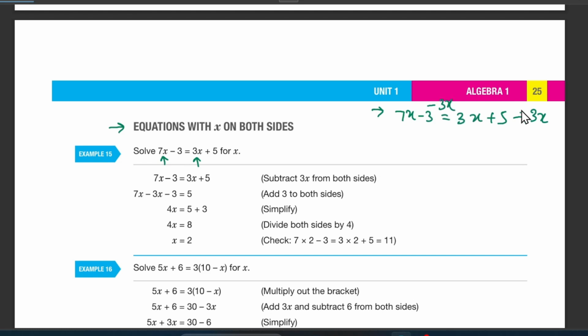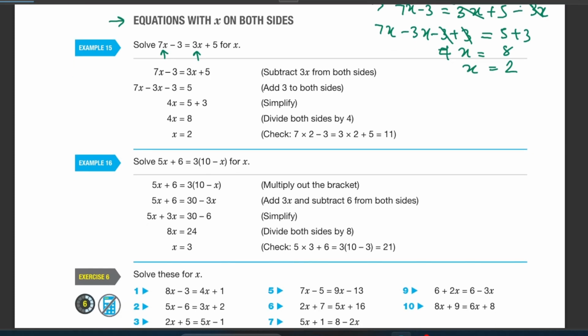So I subtract 3x from both sides. These two cancel out. 7x minus 3x. And also now if we want to isolate x on the left hand side, we have to get rid of this minus 3. So I add plus 3 to both sides. So now these two cancel out. 4x equals 8. So now x equals 2. So that's the answer.